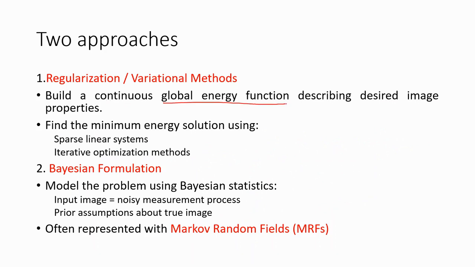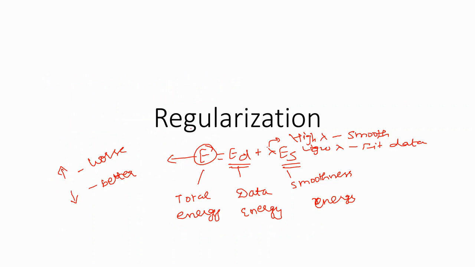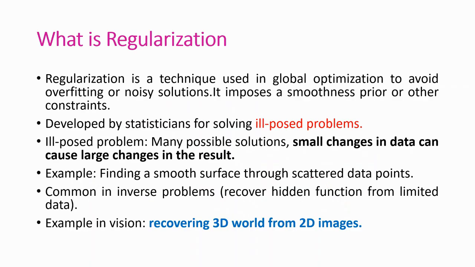We are going to build a global energy function and find the minimum energy solution. The minimum energy solution is required. So why do we need to learn this concept? This kind of regularization is mostly suitable for denoising an image, and it can also be used for segmentation of images. In such applications we need to find a good image, so we have to focus on both data as well as smoothness. There comes regularization.